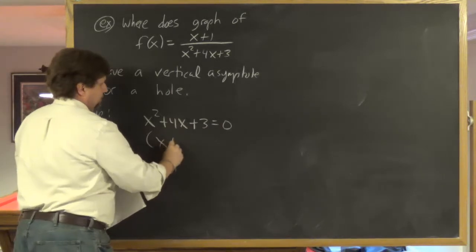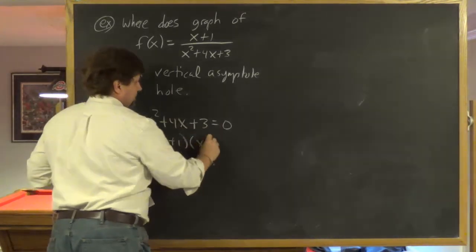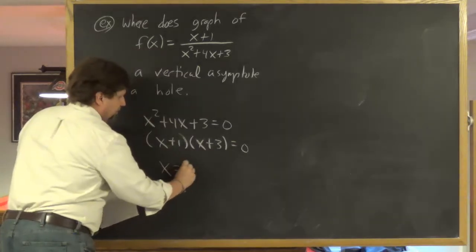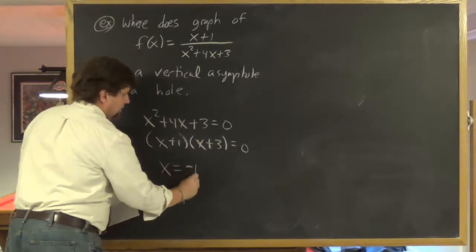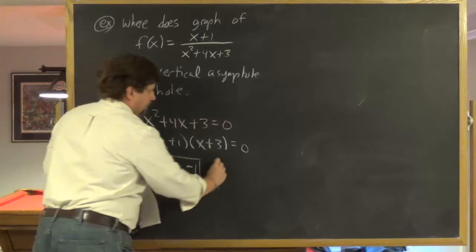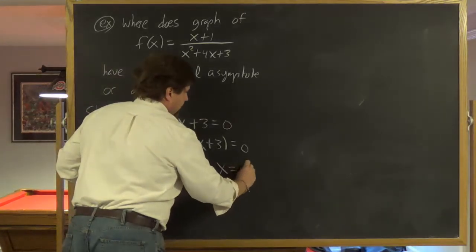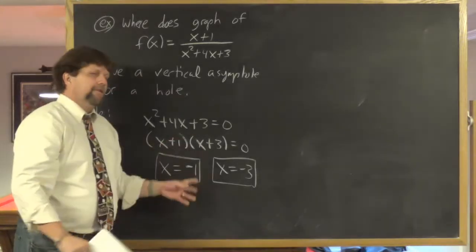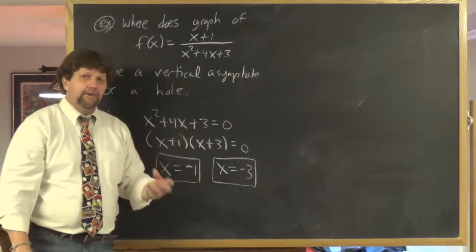Well, this factors to x plus 1 times x plus 3. Here are the two values of x that make the denominator 0. These are the two values of x not in the domain.